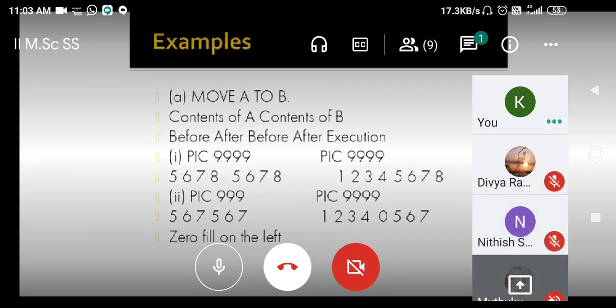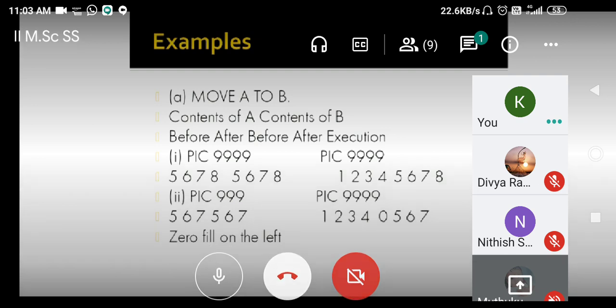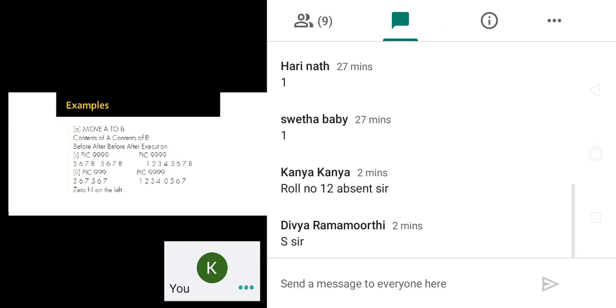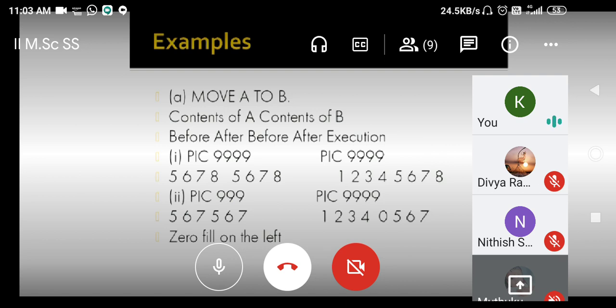So is this clear now? Is this first example clear for you? Yes, sir. Okay, so already the time is up.